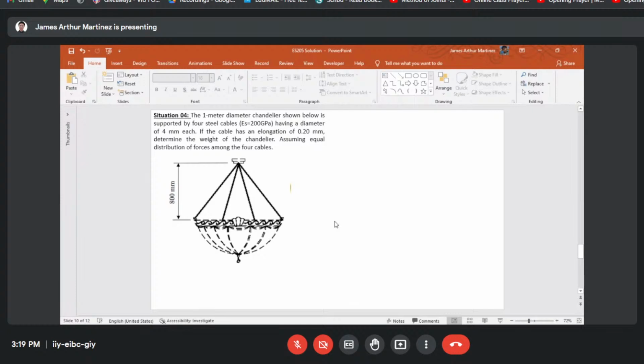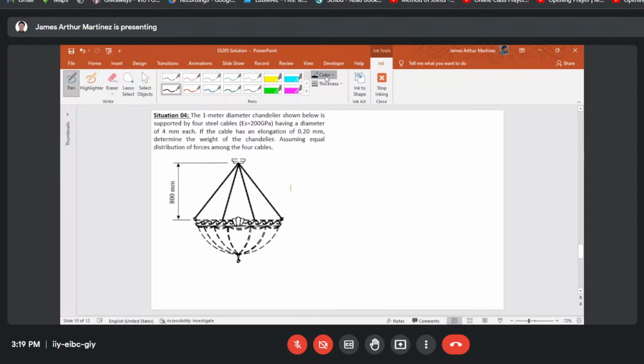Okay, so the condition given in our class is elongation, which is 0.20 millimeters. So we are to determine the allowable weight of the chandelier. The chandelier is circular in its top view since it has a 1 meter diameter. So it is a big chandelier, since the diameter is 1 meter.